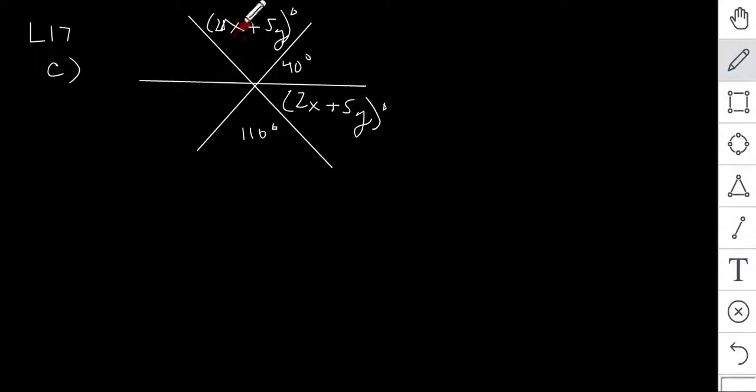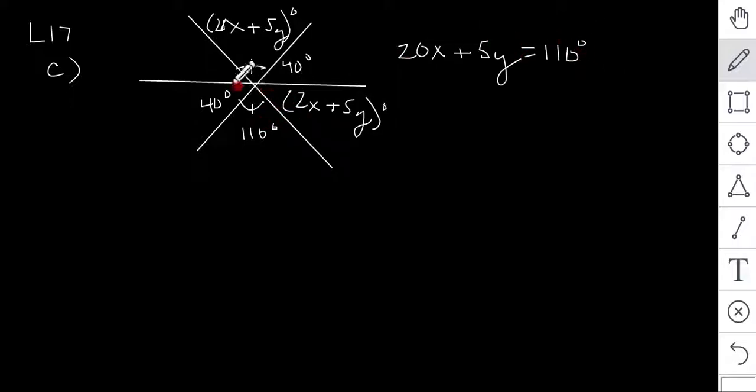Now we have 2 variables, so we're going to need 2 equations. We can find some other angles because vertical angles are congruent, so we know that this angle is also 40 degrees, and these 2 angles are congruent, so we would know this one is 2x plus 5y degrees. So let's just see what we can do. We have to write 2 equations. We know 20x plus 5y is equal to 110 because these are vertical angles and vertical angles are congruent. So we're going to write 20x plus 5y equals 110.